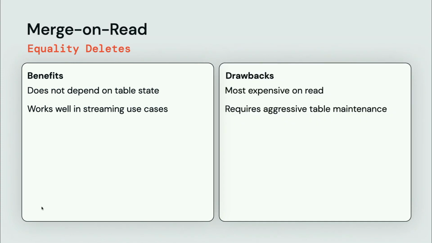At the same time, it's the most expensive on read, because you would either have to anti-join the records, or you would have to apply a local sort merge approach, and you'll have to stream through multiple files in order to determine that equality condition. So if you go with this option, you're probably looking at the most aggressive table maintenance across the three options.